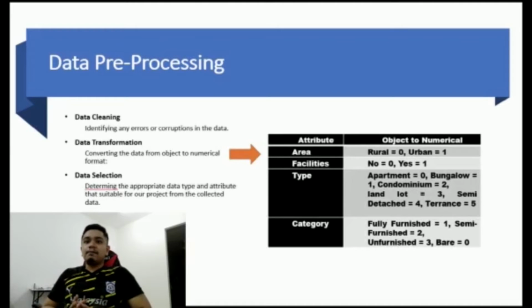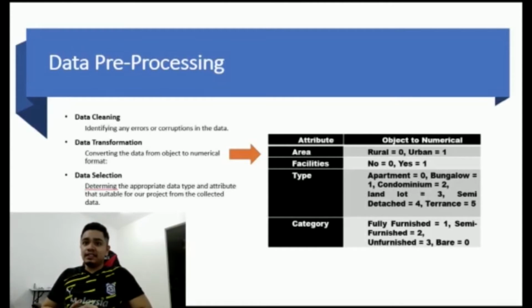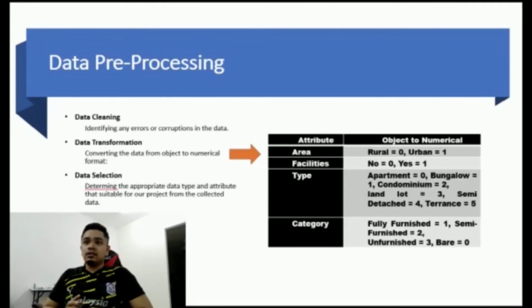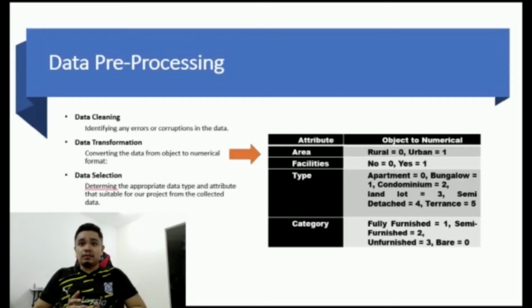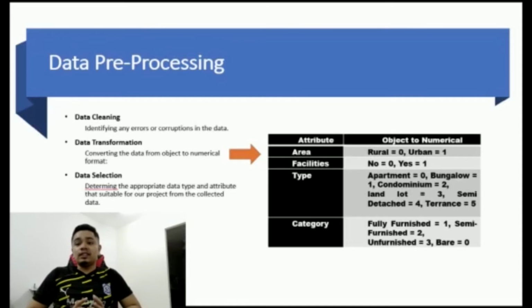Okay, for data pre-processing, first we do data cleaning to identify any error or correction in the data. Then we do data transformation to convert the data from object to numerical data. For example, area rural is 0, urban is 1. Then we do data selection to determine the suitable data or attributes for our project from the collected data.